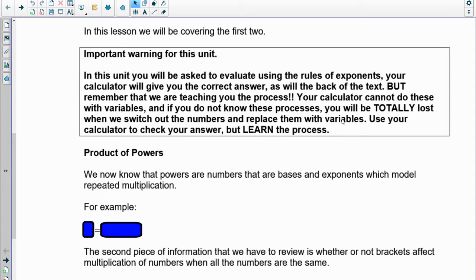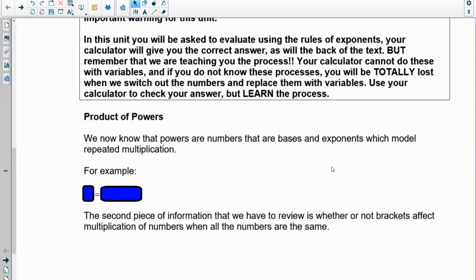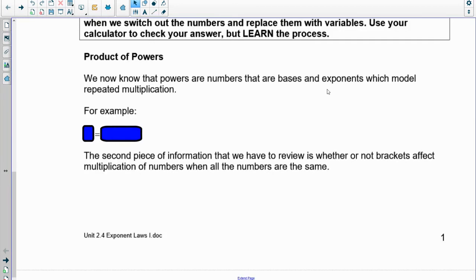Okay, so let's talk about the first one. It's called the product of powers. We know that powers are numbers that have bases and exponents, and they model repeated multiplication. For example, if you take a look at 3 to the power of 4, the base is 3, the exponent is 4, and what this means is you take the base, 3, and multiply it by itself 4 times. So that would mean you would get 3 times 3 times 3 times 3. This is what we refer to as a product.